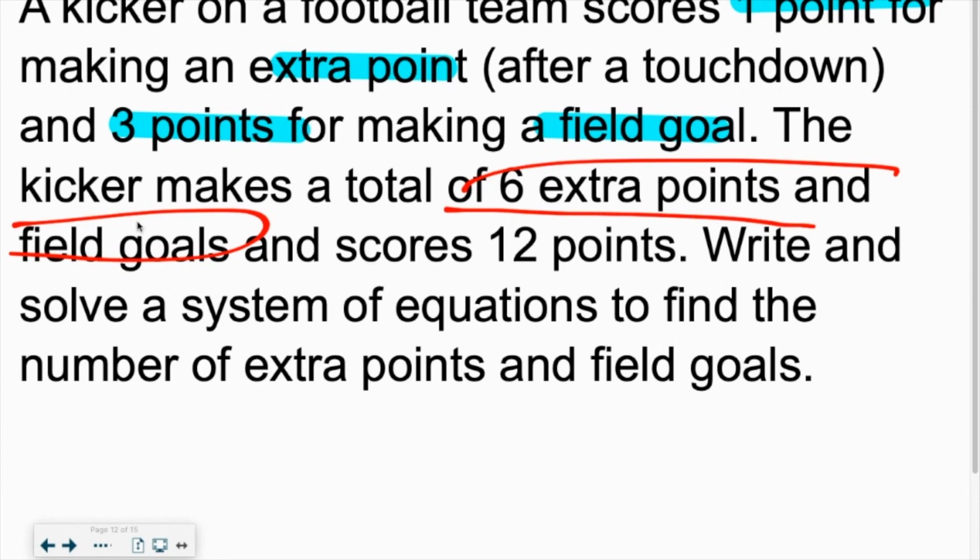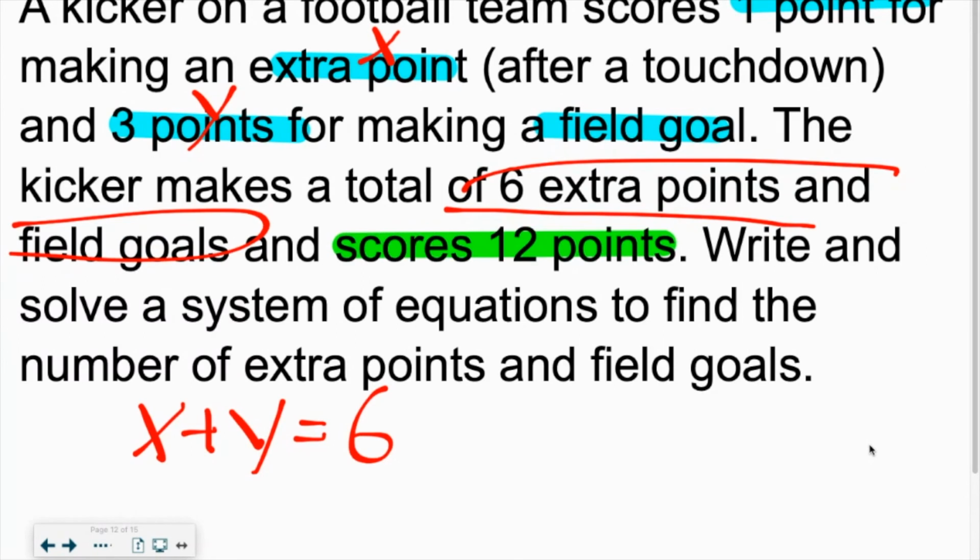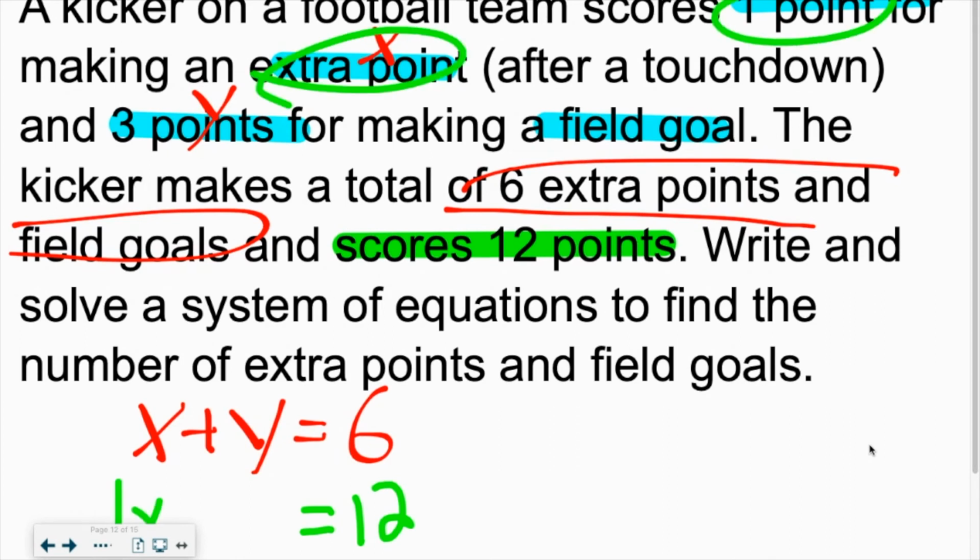So what you're going to do is you're going to pick a variable for them. So since the one point is first, I'm going to call that X. And since the 3 point, the field goal, is second, I'm going to call that Y. We don't know how many extra points he made. I'm going to call it X. Plus Y, however many field goals he made. But we know that totals 6. Then you can see he scores 12 points. That 12 total points, though, goes here. We have to figure out, what does he score points on? Well, he gets 1 point for every extra point he makes. So 1 for every X plus 3 points for every field goal, or 3 points for every Y. Now, that is how we write our system of equations.